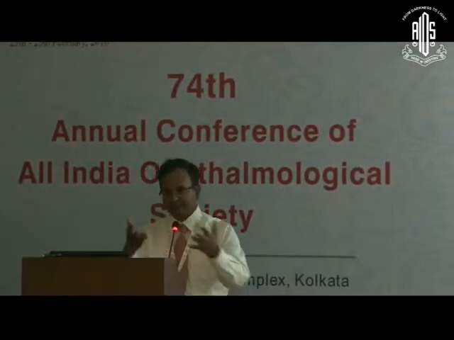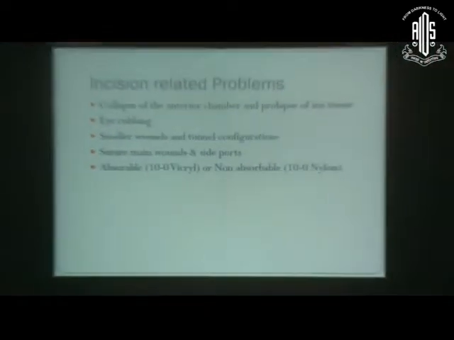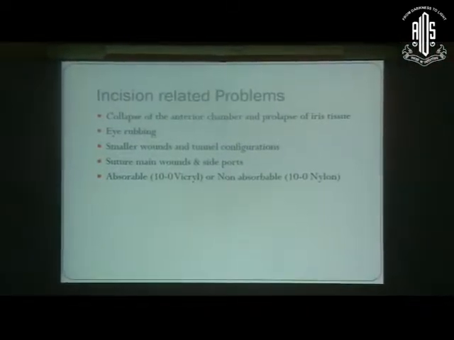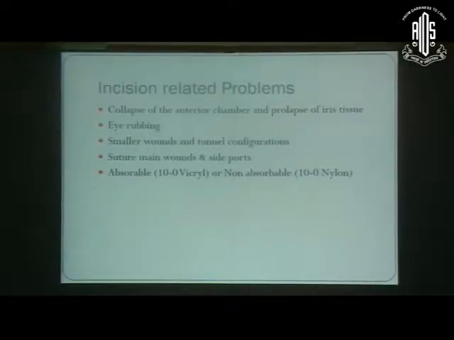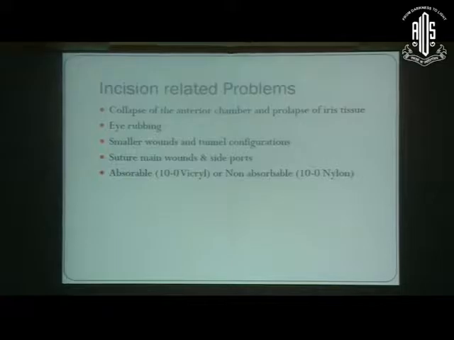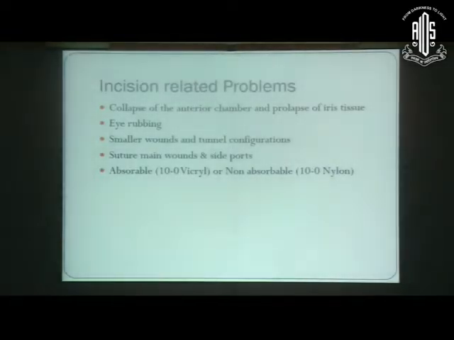Incision-related problems: like mentioned earlier, pediatric eyeballs are soft eyeballs. The wounds are not self-sealing. Hence, it is very important that we make smaller wounds. Better to have tunnel configurations rather than direct stab incisions, and always important to suture off each and every wound, be it even as small as a side port.